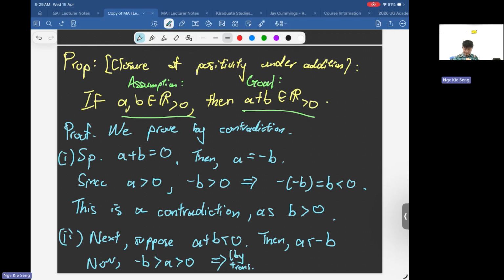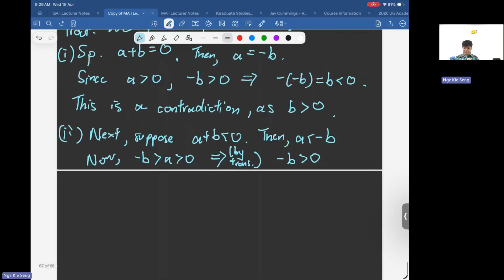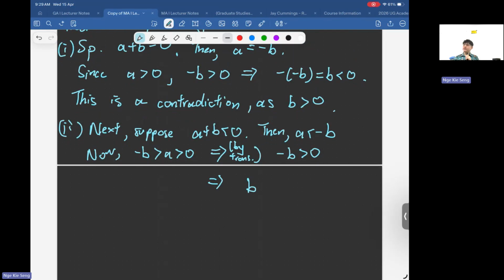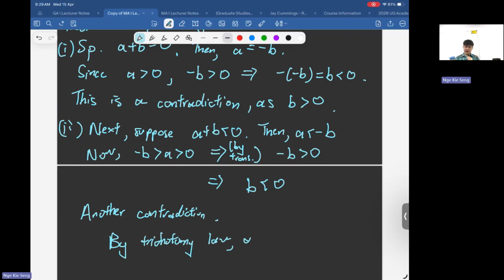Yes. So by transitivity, negative B is greater than 0. Then this implies that B is less than 0. Okay, another contradiction. So by the trichotomy law, we are only left with one choice, which is A plus B is greater than 0. Okay, so we use the trichotomy law to prove it.